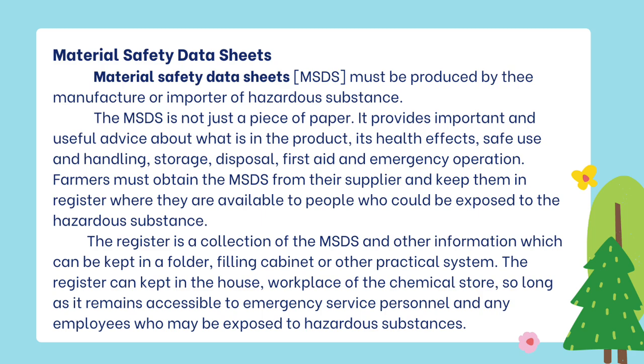Farmers must obtain the MSDS from their supplier and keep them in a register where they are available to people who could be exposed to the hazardous substance. The register is a collection of MSDS and other information which can be kept in a folder, filing cabinet, or other practical system. The register can be kept in the house, workplace, or chemical store, as long as it remains accessible to emergency service personnel and any employees who may be exposed to hazardous substances.